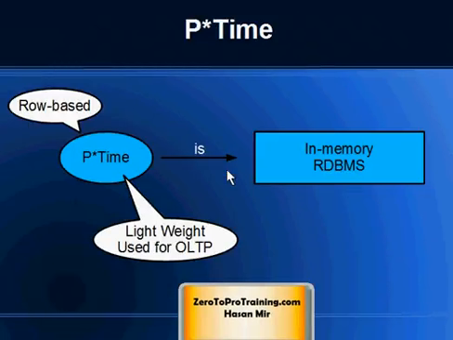And then an in-memory database called PTime fell into the laps of SAP AG company. It was a lightweight database used for OLTP transactions, and I'm going to talk about this in a bit. It is row-based. This database keeps all the data in memory based on the rows, just like any database would, like Oracle and DB2. So compression is not great on row-based databases, although there are some other advantages.